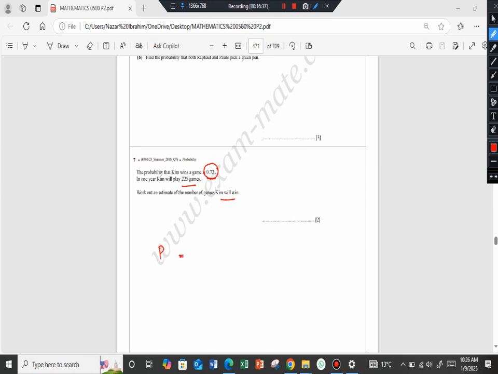The probability formula is favorable outcomes upon total outcomes, right? So the probability of Kim winning a game is 0.72 and the total games he is playing are 225, and the favorable outcome, that is how many games he will be winning, is x. So x is equal to 0.72 multiplied by 225. Multiplying this, 162 games will be the number of games which he will be winning.